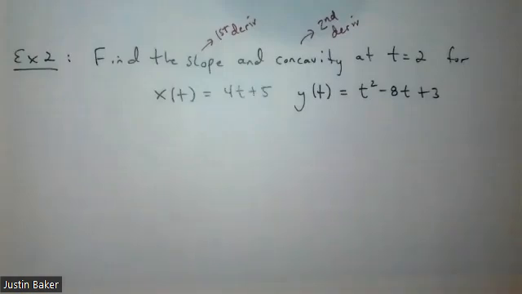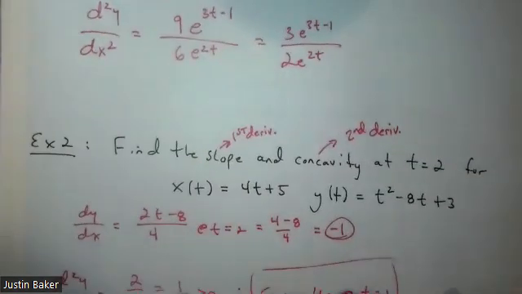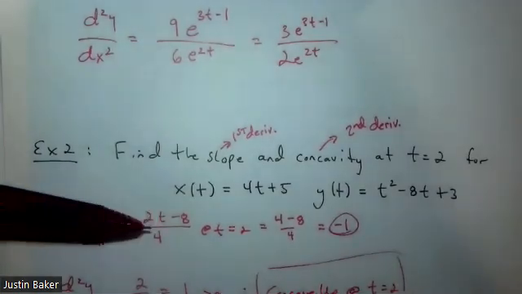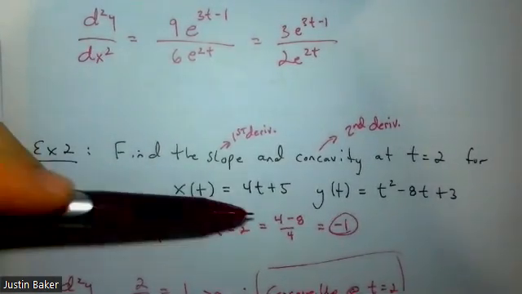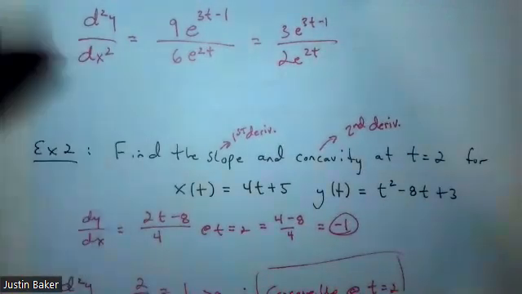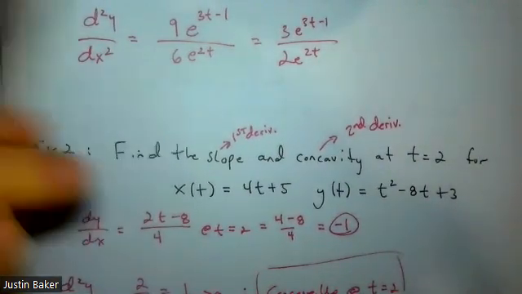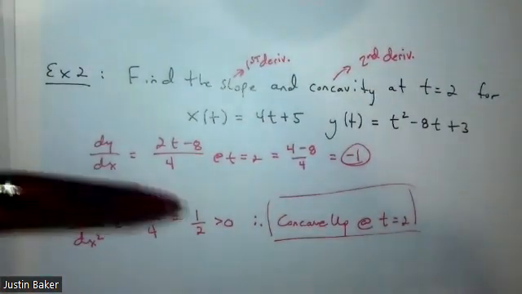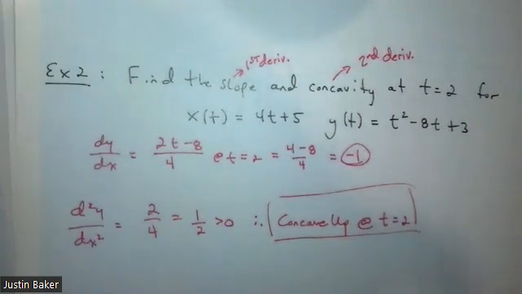All right, let's take a look at what you got. I'll show my answers here. I came up with the first derivative being 2t minus 8 over 4. And when you plug 2 into that, we've got -1. Then for the second derivative, we should keep the bottom and derive the top. That takes us to 2 over 4, which is a half, and a half is greater than 0. Therefore, it would be concave up at t equals 2. Does anybody have any questions on that?